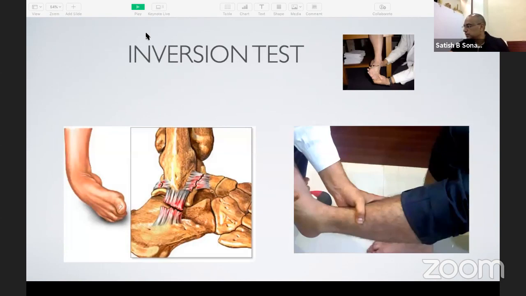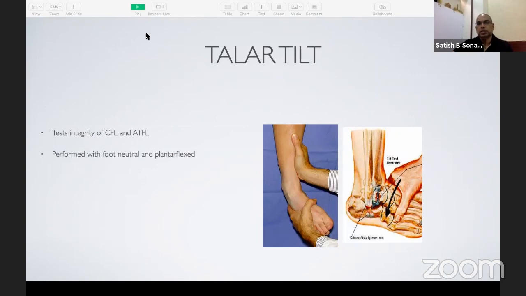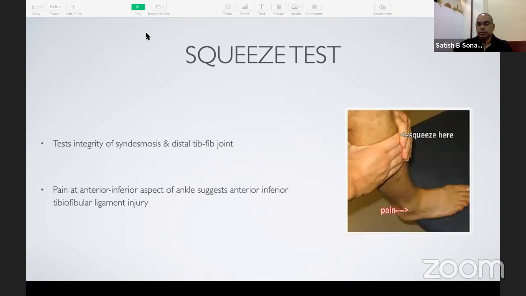For the inversion test, you have to hold the distal tibia with one hand, and with the foot in plantar flexion, give an inversion stress. If the patient is having pain, that means there is a tear in the calcaneofibular ligament in addition to the anterior talofibular ligament. Part of that is the talar tilt test, where in the same position we can do a stress x-ray also, comparing to the other ankle. I won't go into detail with the other tests because these are for syndesmotic injuries.